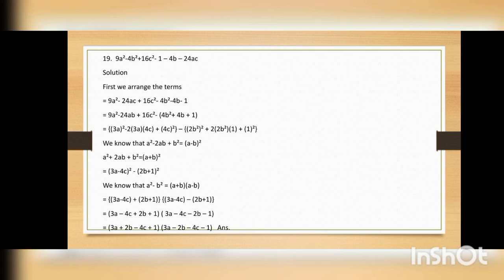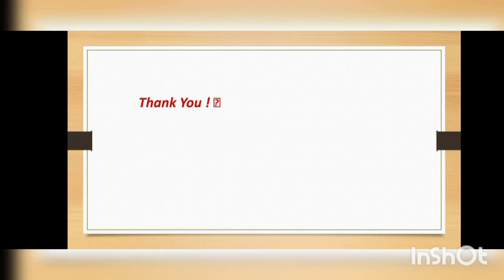Now we observe that we can apply the formula of difference of two squares here. Our a equals 3a minus 4c and our b equals 2b plus 1. So we have written according to the right hand side of this formula. In the second last step we just got rid of these curly brackets, and in the last step we have just arranged these terms according to their variables and alphabetical order. So this is your last question. Thank you.